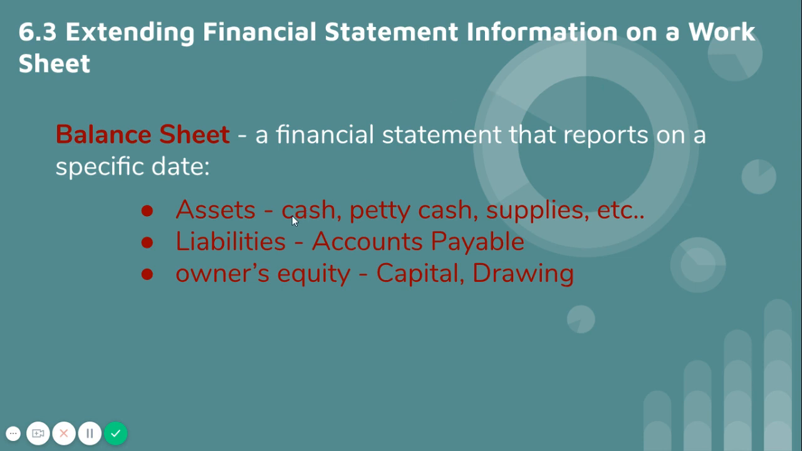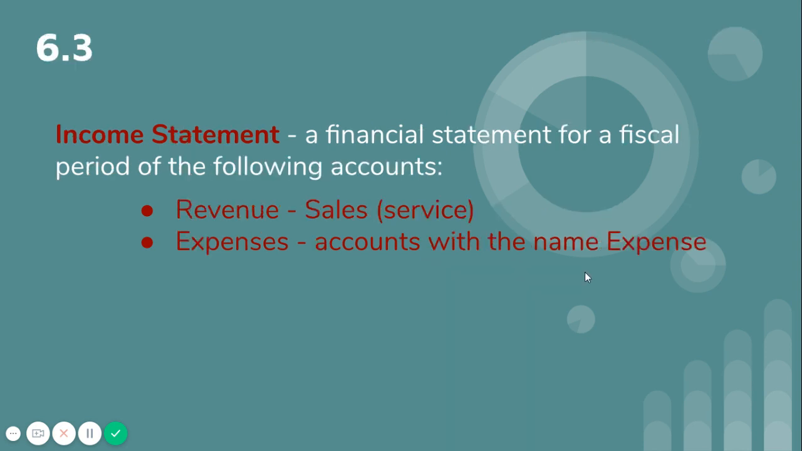So we would start from our cash all the way down to our drawing would be in our balance sheet columns. Our income statement is a financial statement for a fiscal period. The following accounts in our income statement would be our temporary accounts. This would be our revenue and expenses. So revenue would be our sales or service, and then all our expenses.